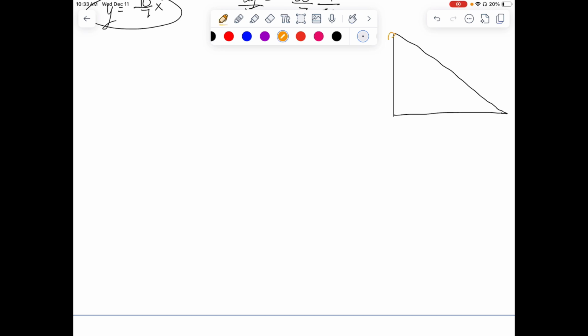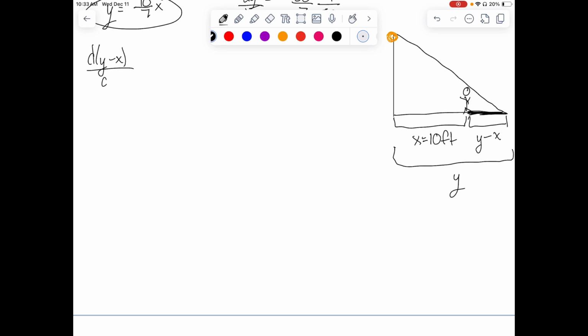We've got, this is our light right here, and this is our man. He is walking. And again, we know that this is x, which equals 10 feet. This whole length is y, and this is y minus x, and that's just the length of his shadow right here. Okay, so for part B, what we're trying to figure out is what d(y minus x)/dt equals. And again, that's just when x equals 10 feet.